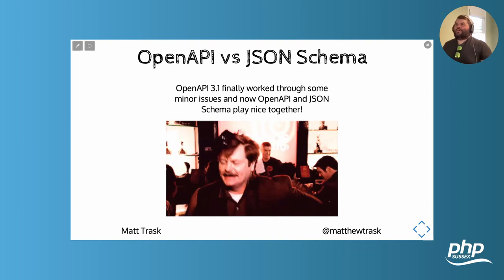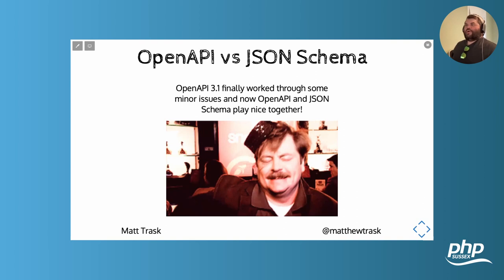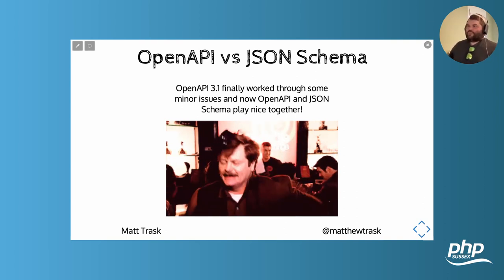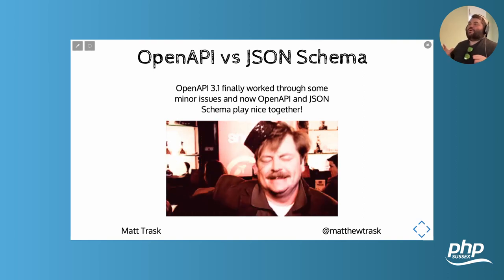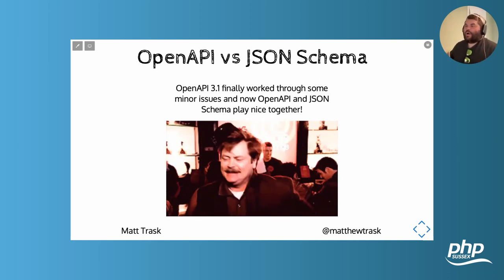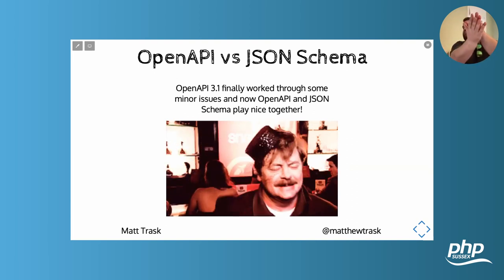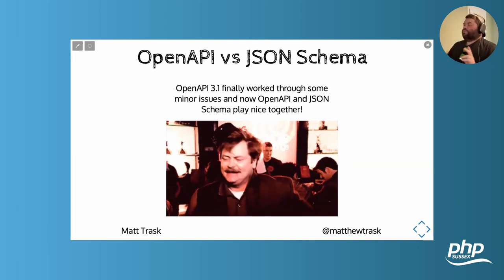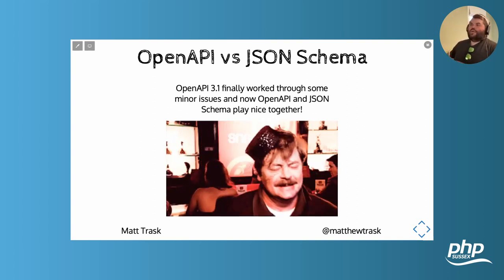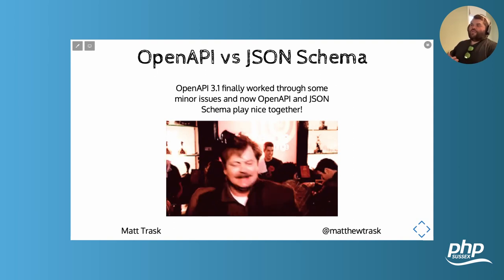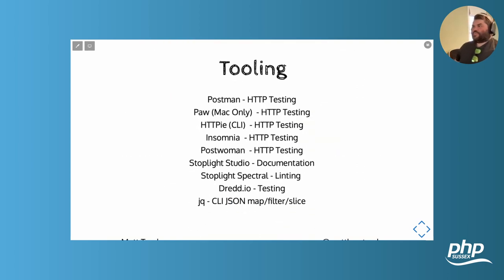So what's the difference, OpenAPI versus JSON Schema? Is really not a whole lot anymore. 3.1 in the OpenAPI world worked through some of their last minor issues, and OpenAPI and JSON Schema play nice together now. So these are two really robust and powerful tools that will only take your API to the very next level and really give you some really awesome testing with linting and things like that, mocking, as well as validation both in and out of your APIs.